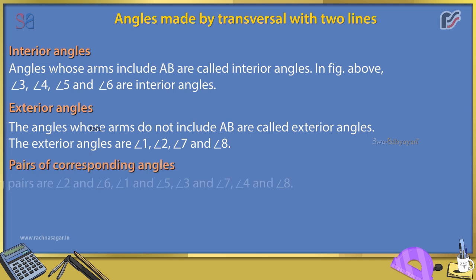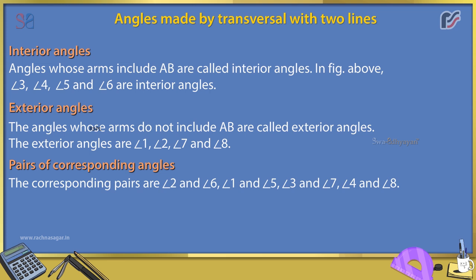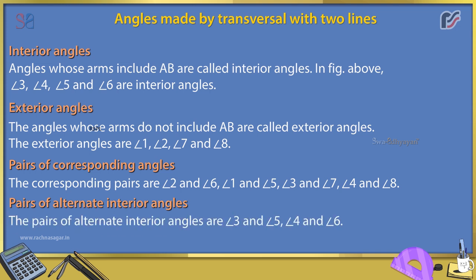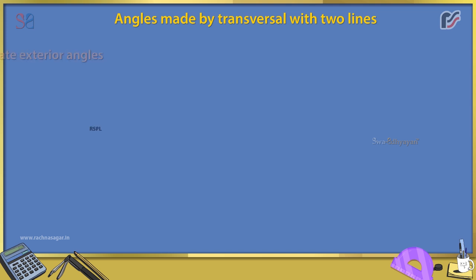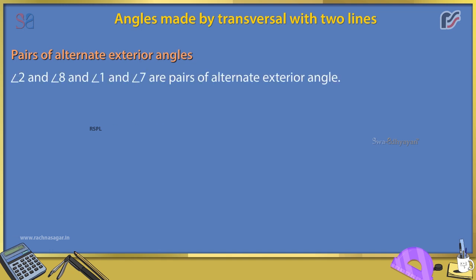Pairs of corresponding angles. The corresponding pairs are angle 2 and angle 6, angle 1 and angle 5, angle 3 and angle 7, angle 4 and angle 8. Pairs of alternate interior angles. The pairs of alternate interior angles are angle 3 and angle 5, angle 4 and angle 6. Pairs of alternate exterior angles. Angle 2 and angle 8, and angle 1 and angle 7 are pairs of alternate exterior angles.